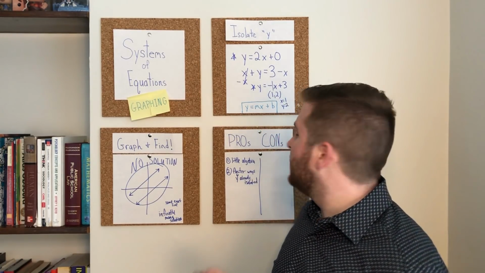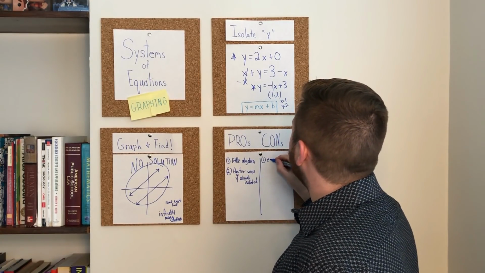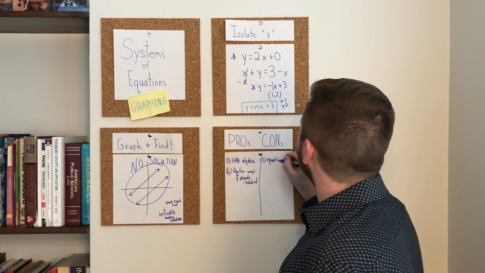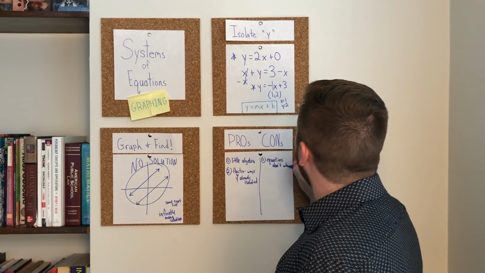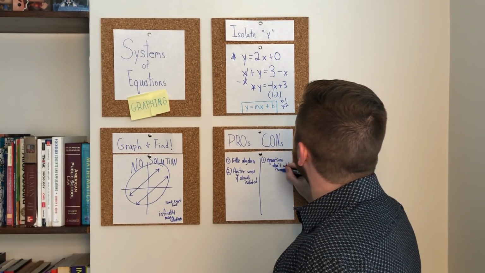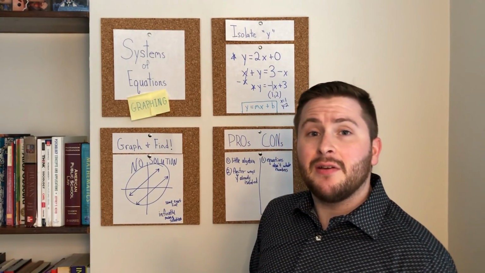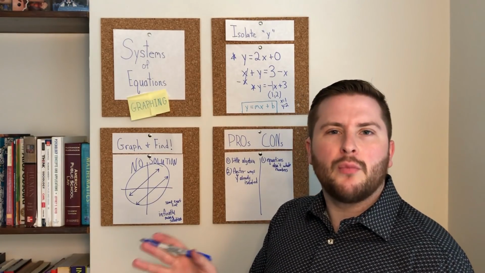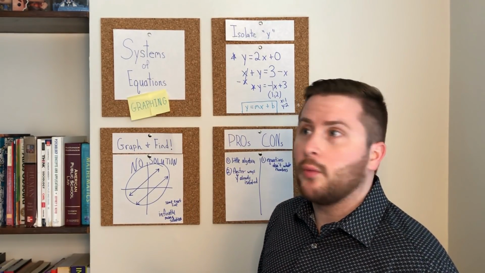Let's talk about the cons. Sometimes you get an equation and the equations don't have whole numbers. And that's okay. Sometimes there are tricks that you can make them whole numbers if you have decimals or fractions. It's still very doable, but we're not going to go into that today. Just know that sometimes you have to do a little bit more work.